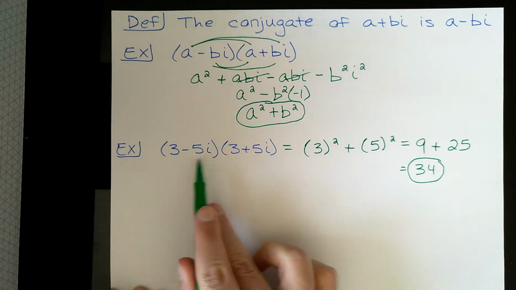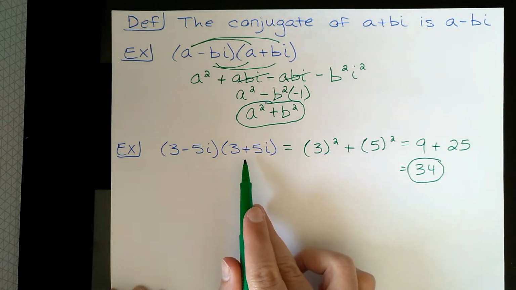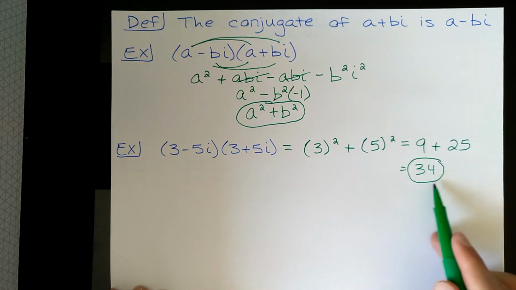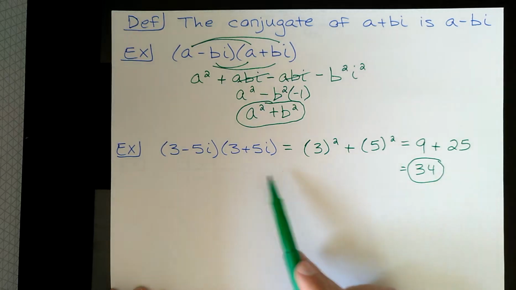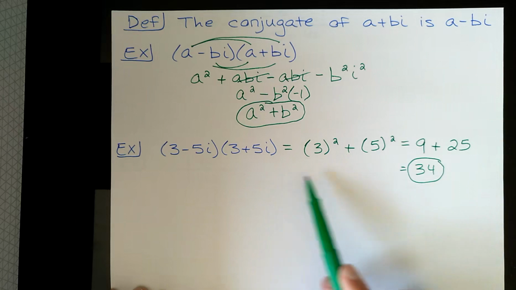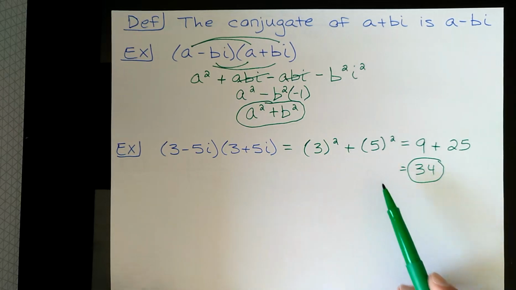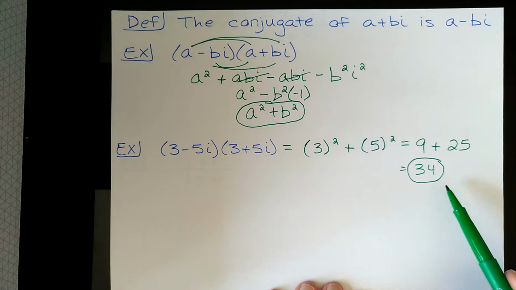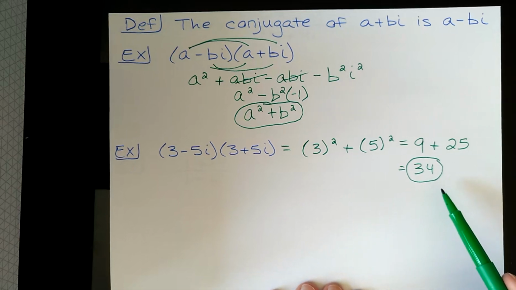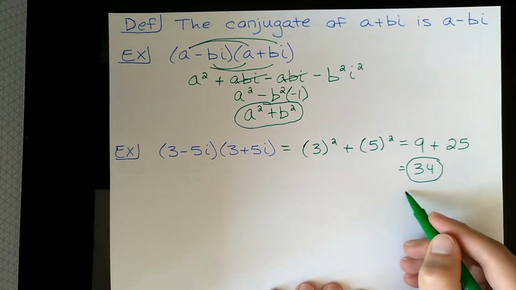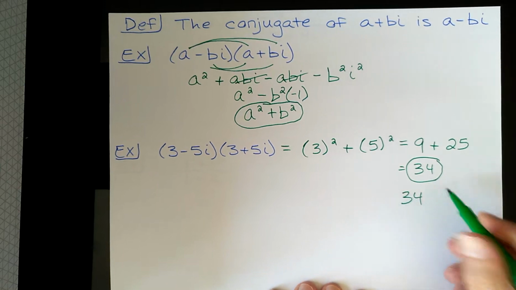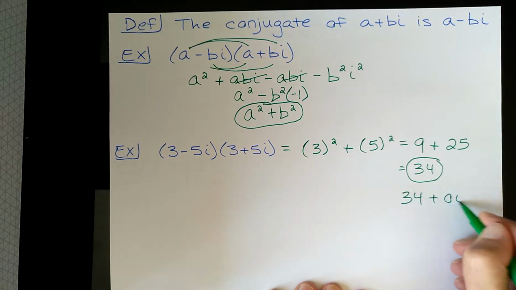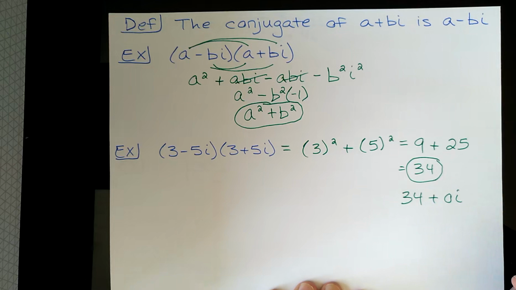So we multiplied two complex numbers together, and we just got a real number. The complex part, or the imaginary part that is, canceled off. This technically is still a complex number. Every real number is technically a complex number, because you could technically rewrite this as 34 plus 0i, and it's the same thing.